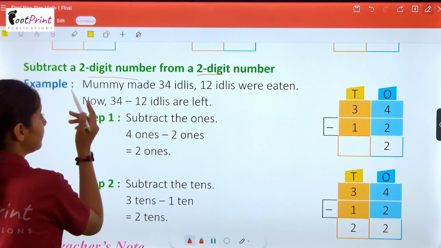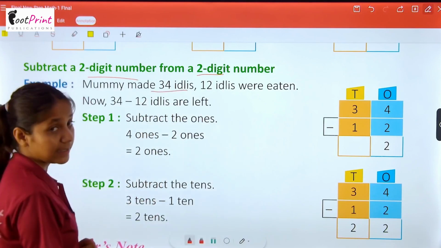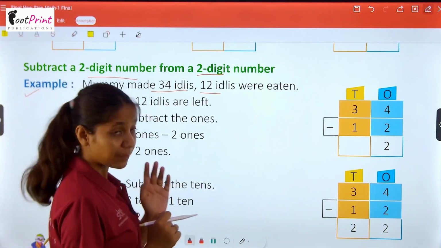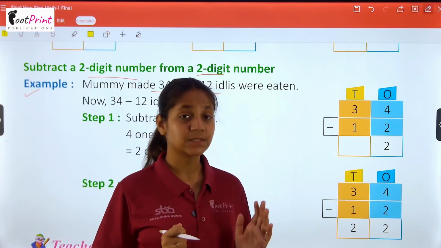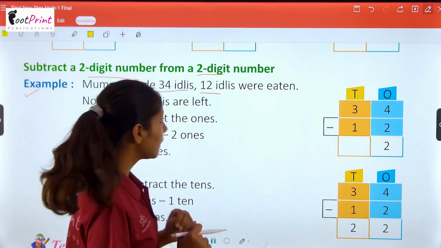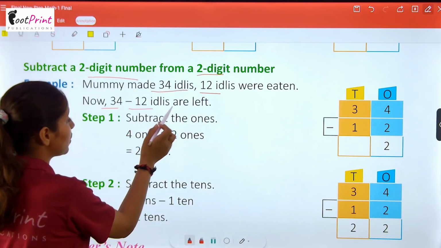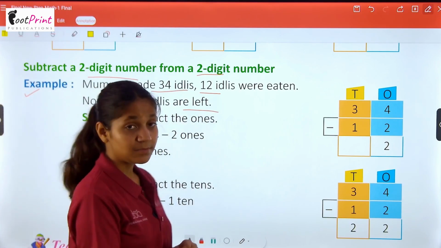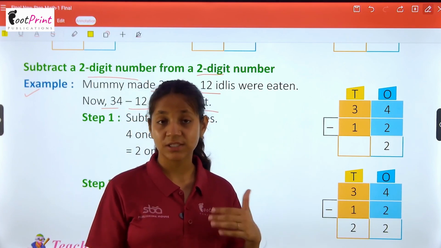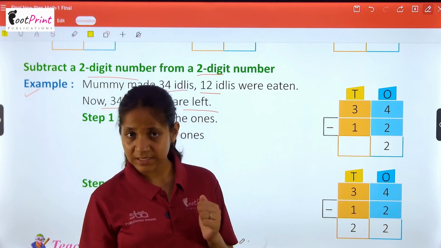Example, Mummy made 34 idlis, 12 idlis were eaten. That means Mummy made 34 idlis, out of which 12 idlis are gone, taken away. Okay. Now 34 minus 12 idlis are left. Which means 12 have been removed from 34, and the rest are our remaining idlis.